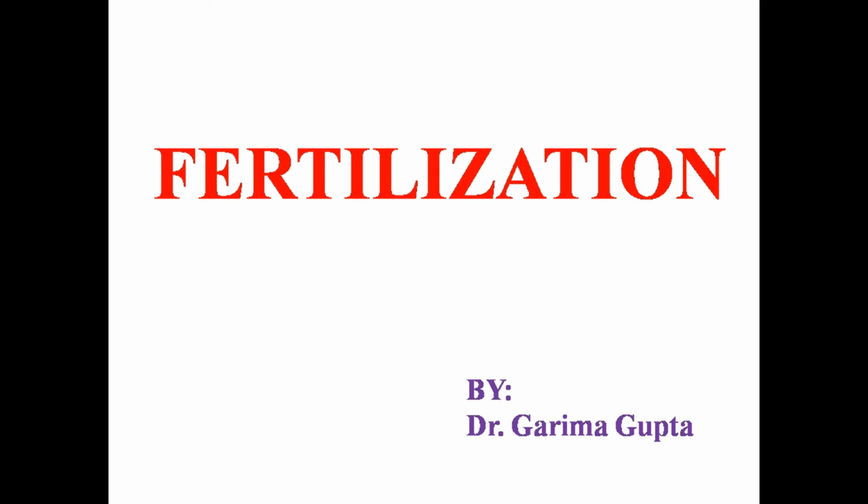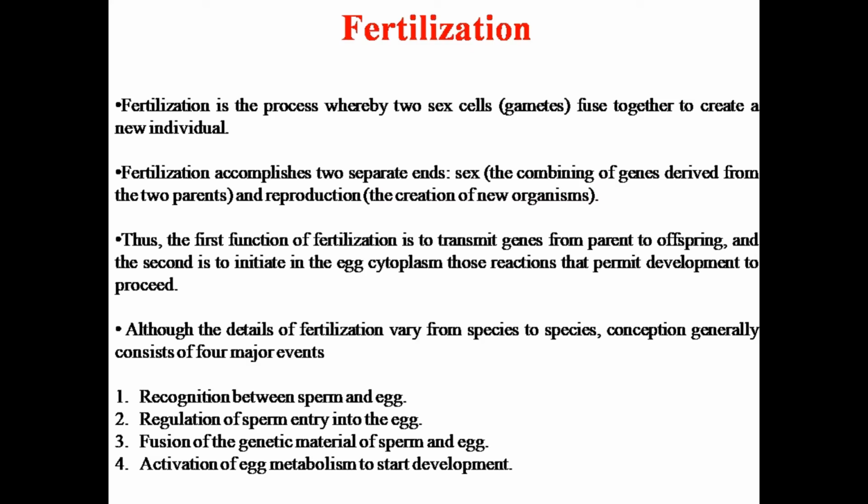Now we will discuss what fertilization is. Fertilization is the process in which two sex cells or gametes fuse together to create a new individual. So when a sperm and ova fuse, it forms the zygote, and this zygote leads to the formation of a new individual. The function of fertilization is mainly to transmit the genes from parents to offspring, and the second one is to initiate the reactions in egg cytoplasm so that development can start and further lead to the formation of a new individual. Now, fertilization can vary from species to species and mainly consists of four major events.